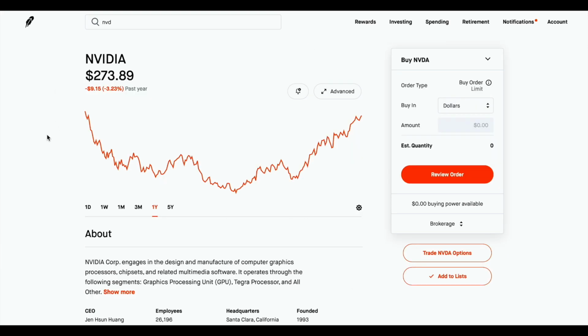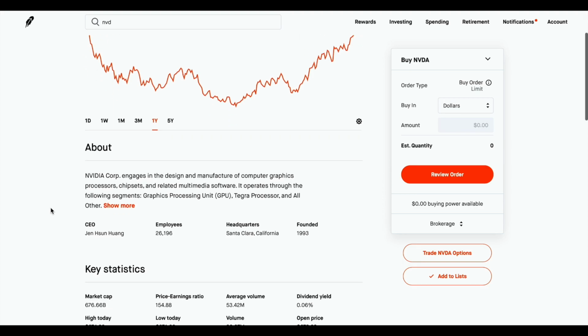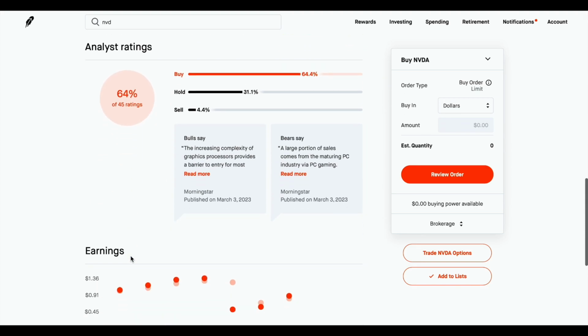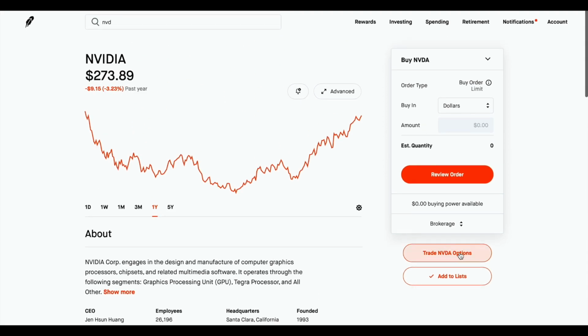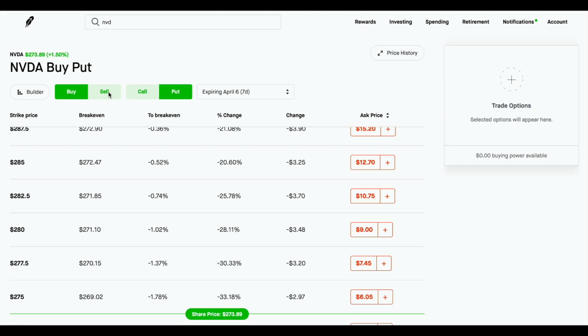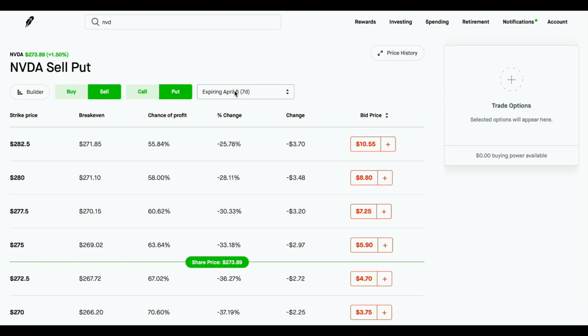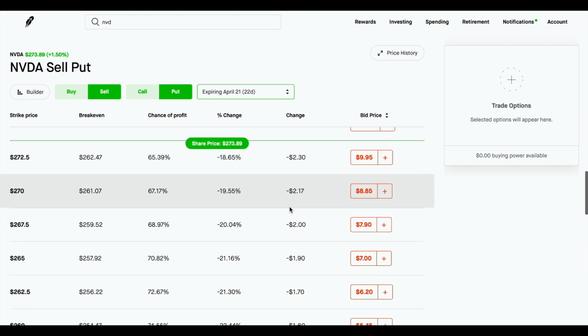The next example is going to be on Nvidia. Nvidia manufactures computer graphics chips, etc. And as you can see, the earnings date here is May 24th. So that's outside the timeline of what we're looking at, which is good. Jumping over to the options area, you're going to go to put, go to sell, and change the expiration date to April 21st. Let's see what this looks like for Nvidia.